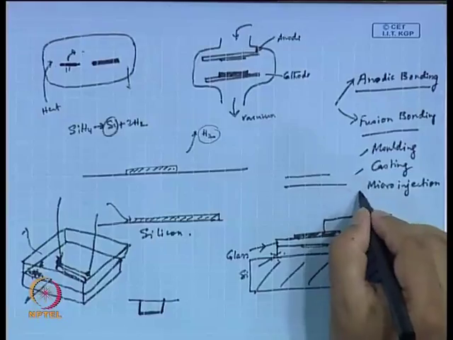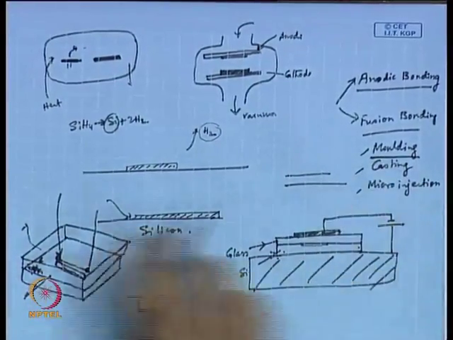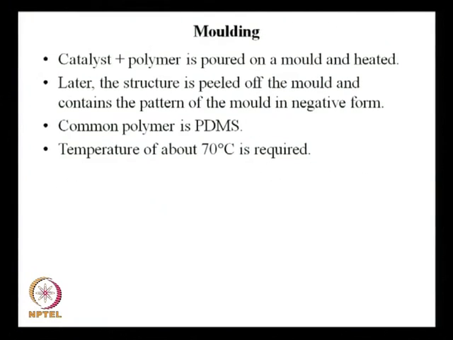So, these are the 3 methods we are talking about. Now, if we focus on this first one, the molding, that is what we have in the next slide. Catalyst plus polymer is poured on a mold and heated.